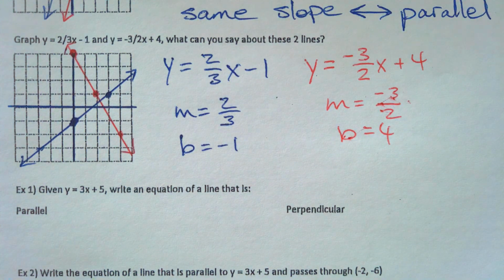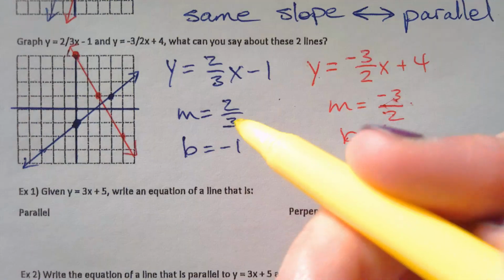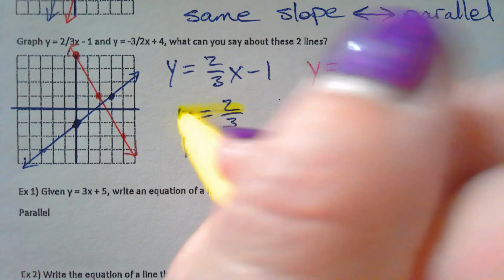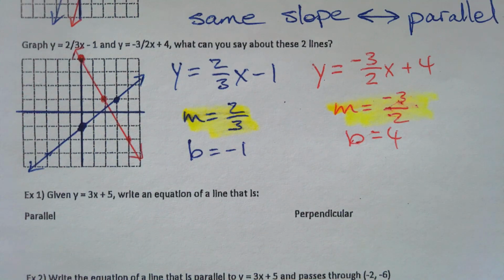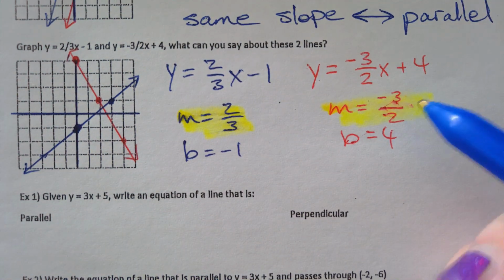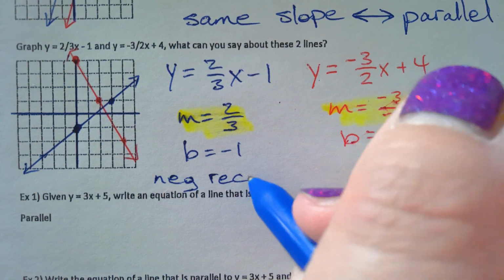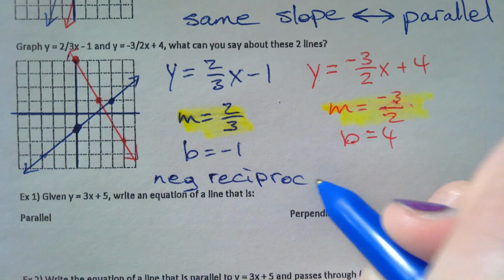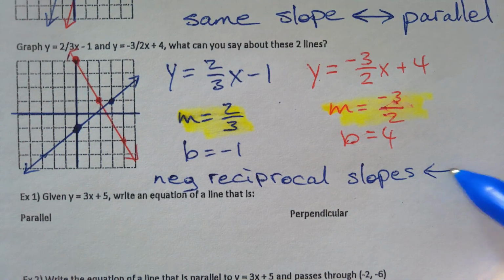Okay. What do you notice about these two lines? Sophia? Perpendicular. And what can you say about the slopes? Excellent. Okay, so notice the slopes, 2 over 3 and negative 3 over 2. So they have negative reciprocal slopes, which means the lines are perpendicular.